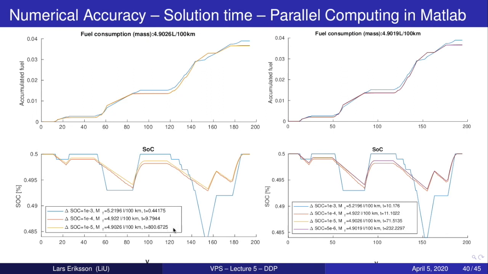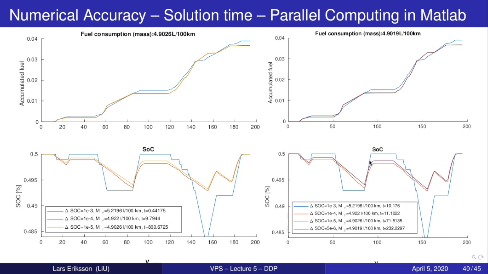It would have taken 80,000 seconds, which is about 22 hours to solve, if we used this implementation. But with the parallel processing, we get that time down to 232 seconds, which is a significant improvement.